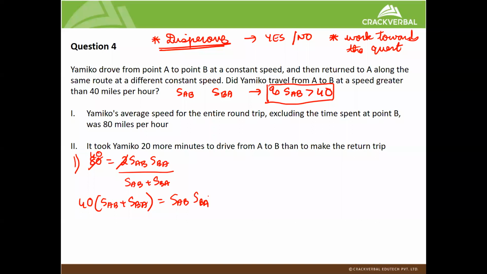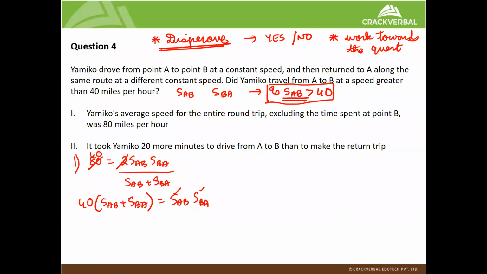Now, for most of you who have done this and just directly discarded the statement, you did not take back what I told you in terms of disproving a statement rather than proving it. You never eliminate a statement to be insufficient, saying that SAB is not given, SBA is not given, so I can't say whether it's greater than 40 or less than 40, right? You have to try to always get a contradiction. And what is the question asking you to find here? This question is asking you to find out whether SAB is greater than 40.